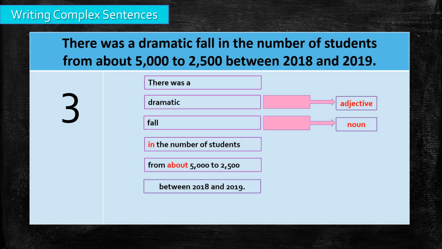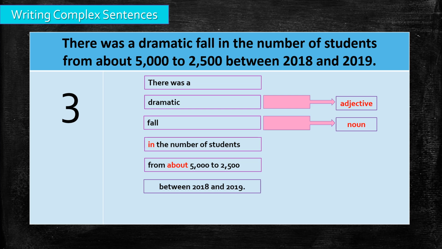Third sentence structure starts with there was a. You use was when you are describing a past trend in the graph. If at all any future trend is given in the graph, replace was with will. There will be a. So here we are describing a past trend because 2018 and 19 is the past. So that's why we are using here there was a.